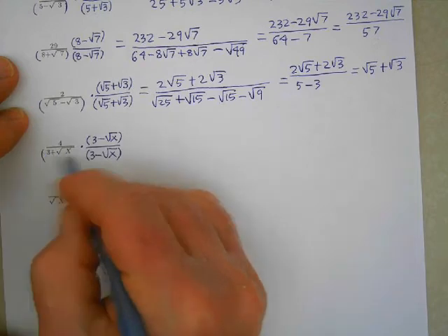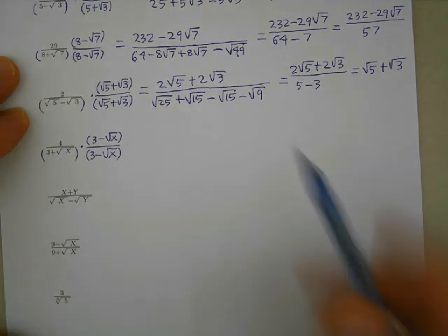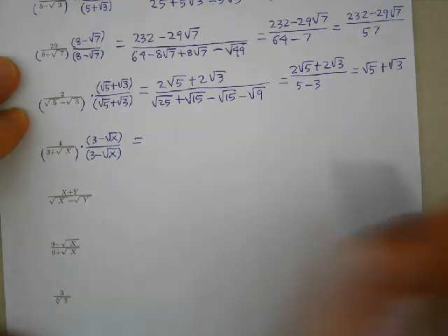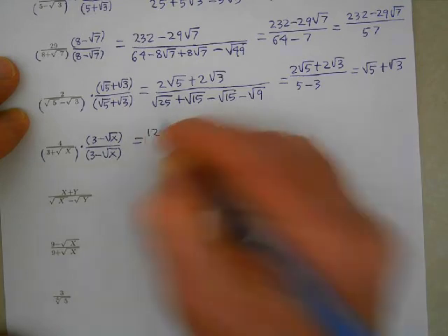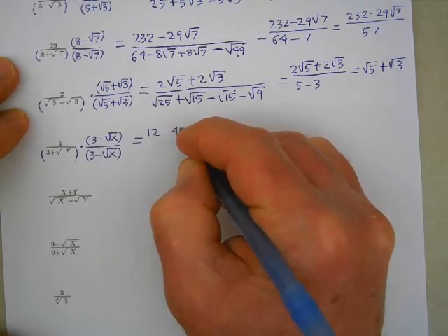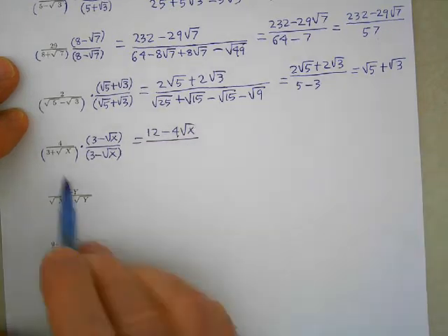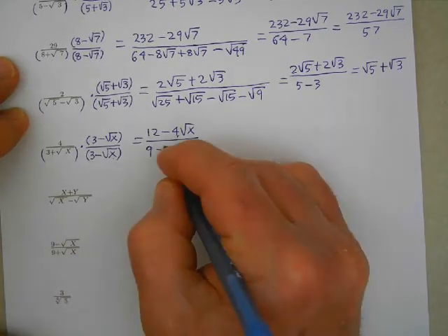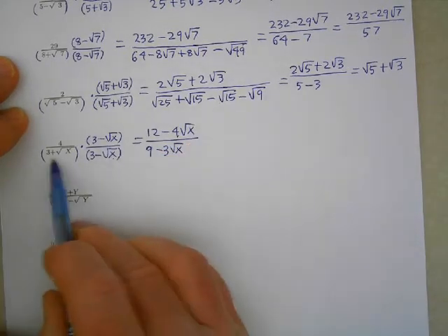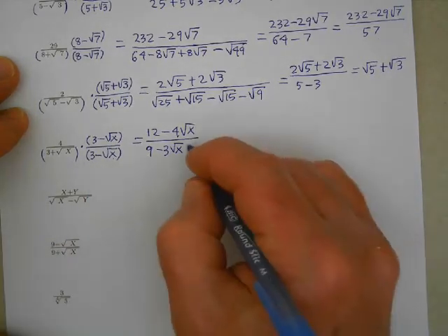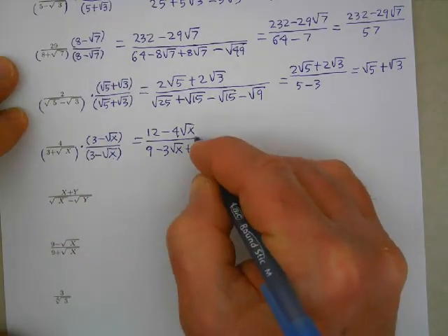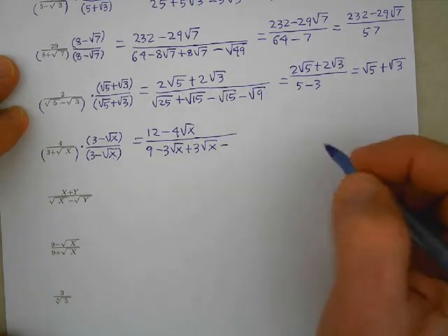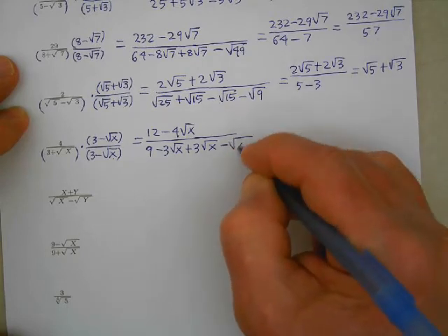So we're just multiplying by 1 in this form, and then in the numerator multiply 4 times the quantity 3 minus the square root of x. 4 times 3 is 12, and then minus 4 times the square root of x. And in the denominator, 3 times 3 is 9, and then minus 3 times the square root of x, and then plus the square root of x times 3, which is plus 3 times the square root of x. And then we're going to minus the square root of x times the square root of x, which is the square root of x squared.